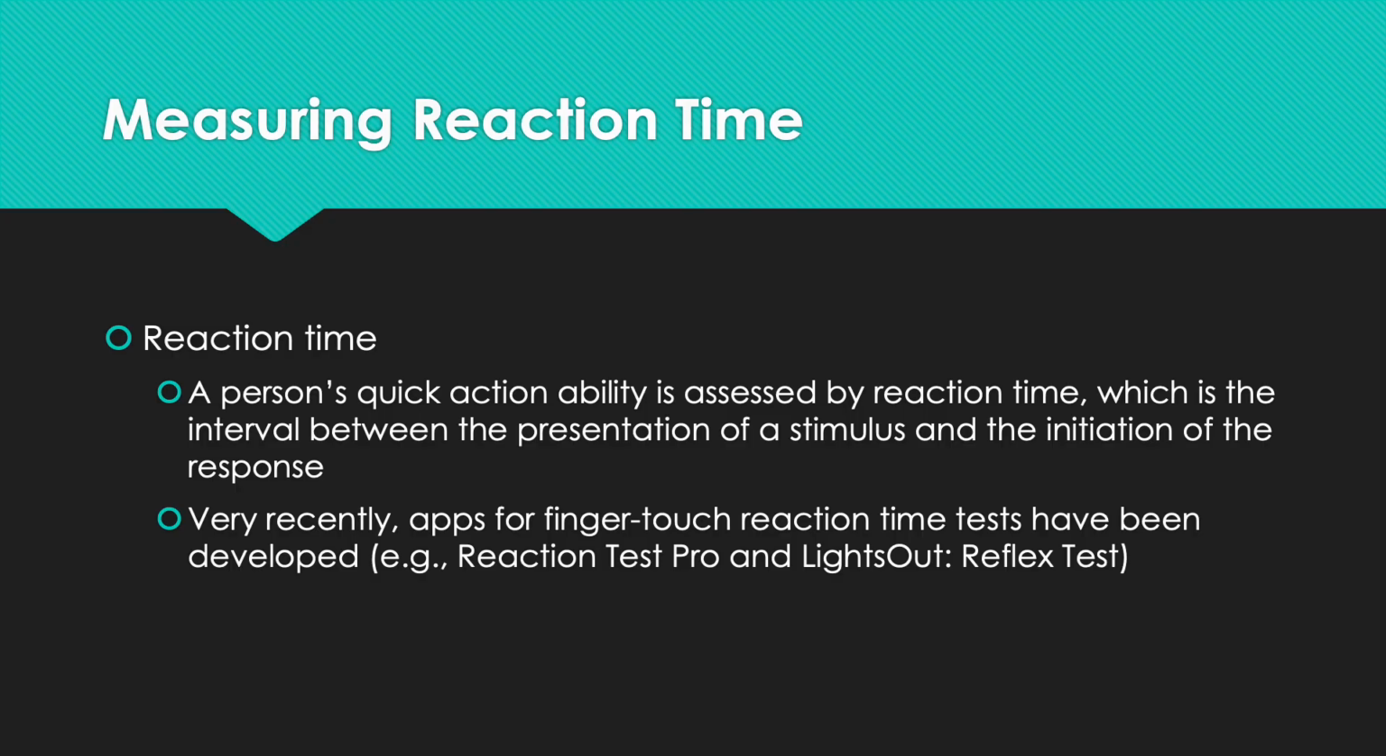Next, we're going to talk about measuring reaction time. Reaction time is the interval between the presentation of a stimulus and the initiation of the response. The person's quick action ability is assessed by reaction time. Very recently, apps for finger touch reaction time tests have been developed. These include things like the Reaction Test Pro and Lights Out Reflex Test.